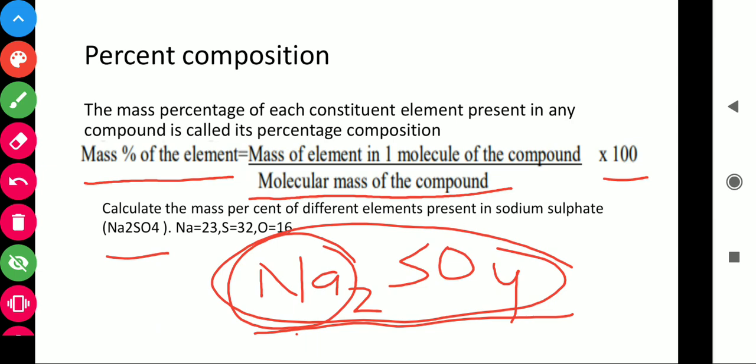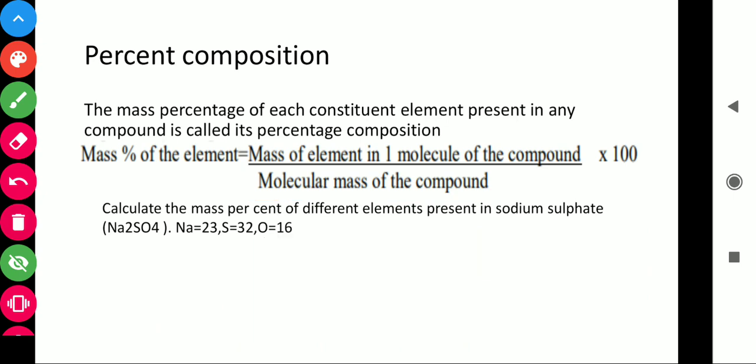Coming to the next, the formula remains the same, but we will keep the mass of sulfur in place of sodium. And for the last, for oxygen, we will keep the mass of oxygen. Let's do a numerical to understand this concept. Here, first we will calculate the molar mass of Na2SO4.